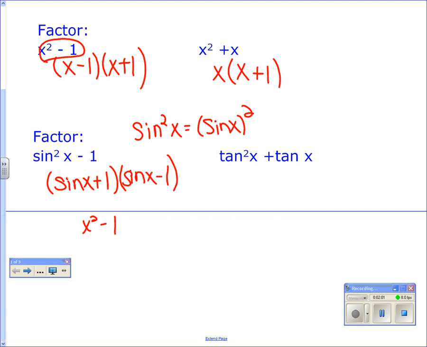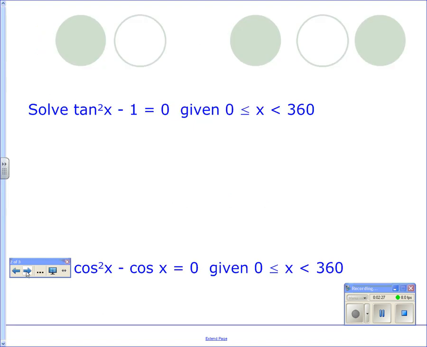For this one, how would you factor it? Take out a tangent. If you pull out a tangent, what are you left with? You're left with 1. Do y'all see how this works? So that's how you factor these. Very similar to normal factoring, but instead of a variable, you're using sine, cosine, or tangent. Alright, so now what we're going to do with them, we're actually going to solve them. So it's basically set equal to 0, and then you solve for x.